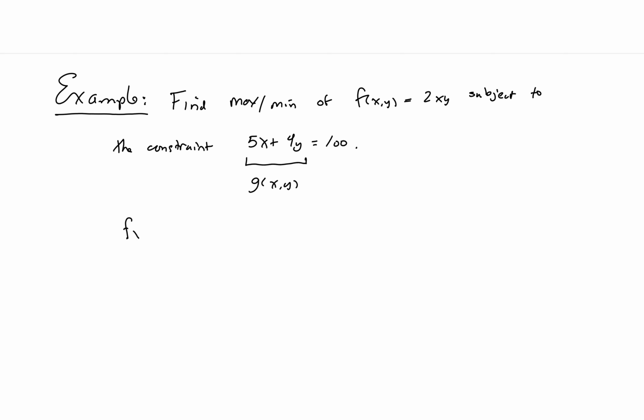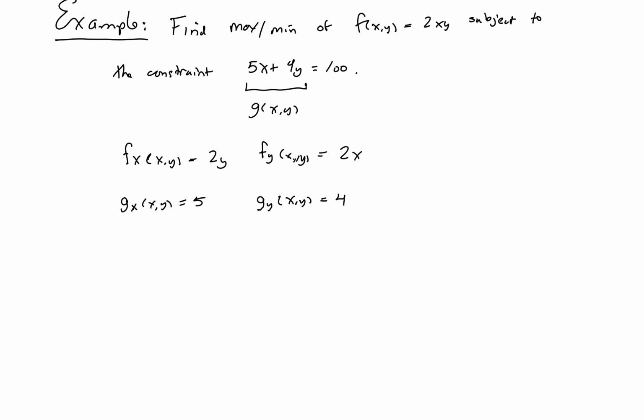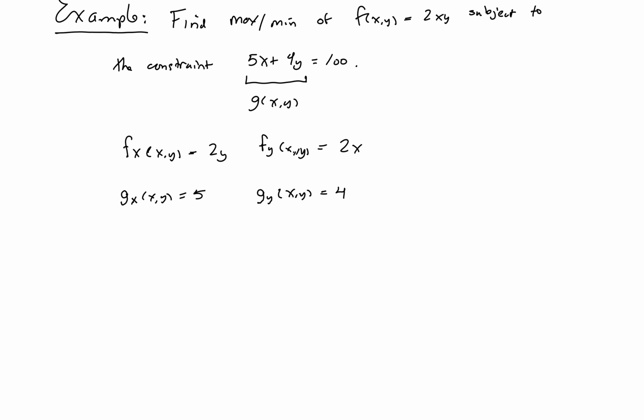Then I take my partial derivatives that I'm interested in. f sub x is just going to be 2y. f sub y is going to be 2x. Now g sub x is going to be 5, and g sub y is going to be 4. So the equations I want to satisfy are 2y equals 5 lambda and 2x equals 4 lambda.